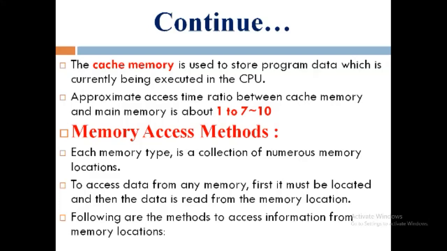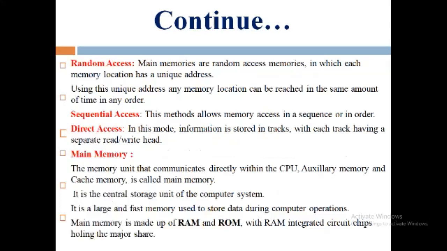Each memory type is a collection of numerous memory locations. To access data from any memory, first it must be located and then the data is read from the memory location. Following are the methods to access information from memory locations. These are random access. Main memories are random access memories in which each memory location has a unique address. Using this unique address, any memory location can be reached in the same amount of time in any order.